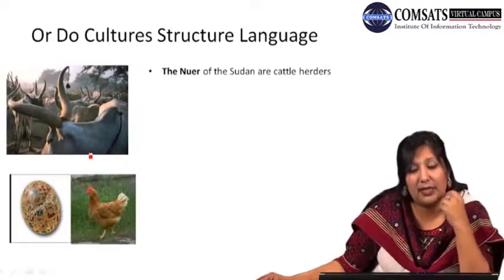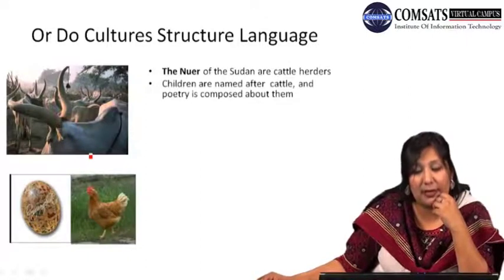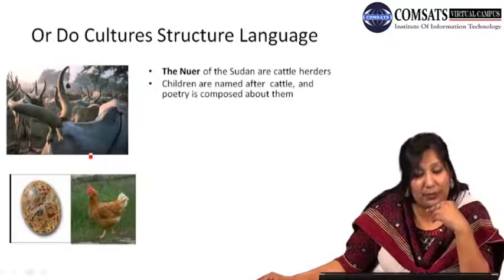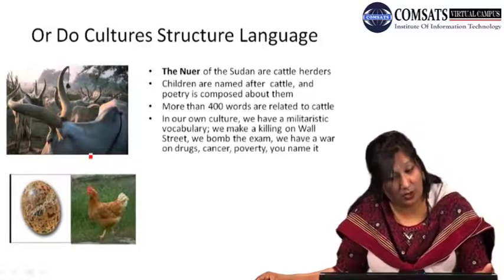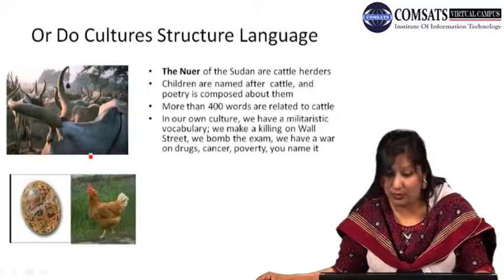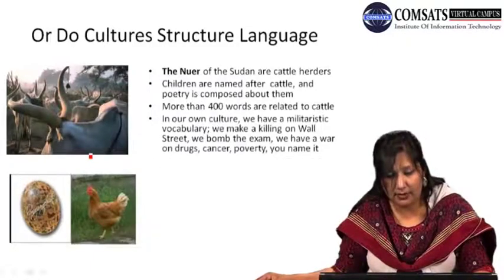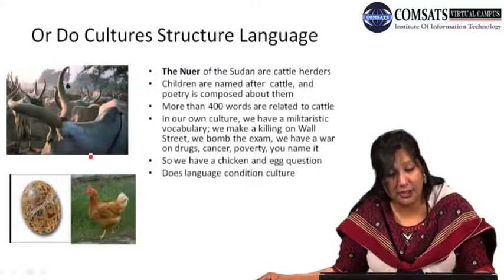For example, the Nuer of the Sudan are cattle herders. Children are named after cattle and poetry is composed about them. More than 400 words are related to cattle. In our own culture, we have a militaristic vocabulary. We make a killing on Wall Street. We bomb the exam. We have a war on drugs, cancer, poverty, you name it. So we have a chicken and egg question. Does language condition culture, or does culture condition language?